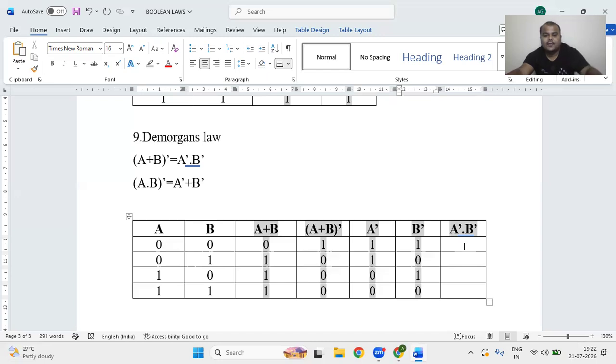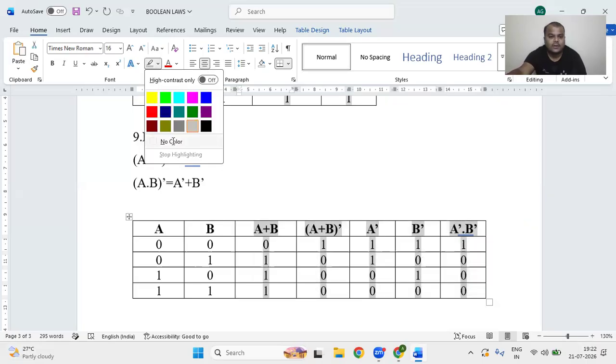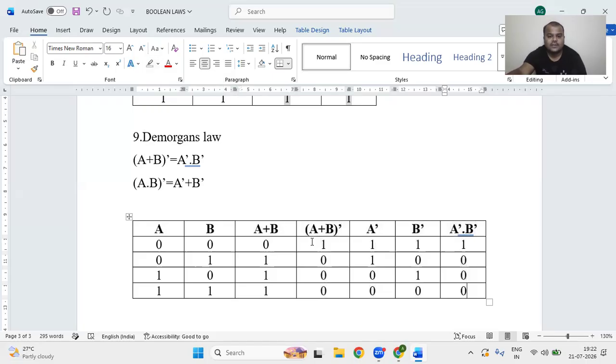1 into 1 is 1, 1 into 0 is 0, 0 into 1 is 0, and 0 into 0 is 0. You see this one, the left side, and the right side. You got the same table. So LHS is equal to RHS.